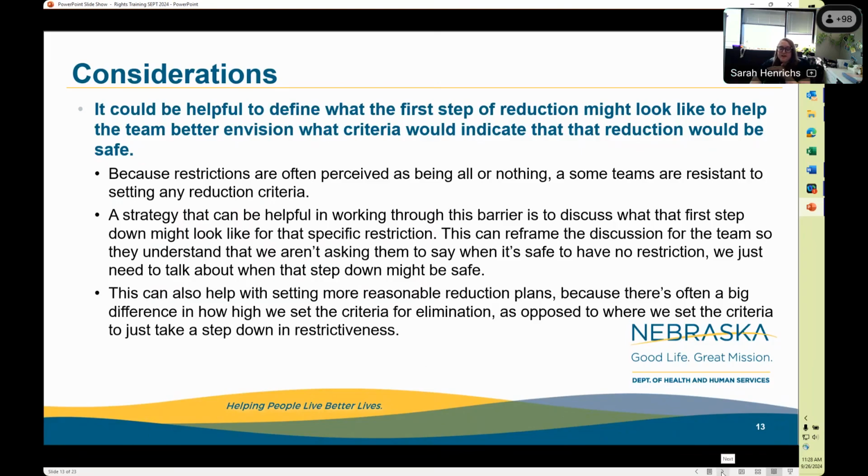And even if you define what that first step of reduction might look like, you're not married to it. We can't predict the future when we're setting reduction plans and things like that. People are complex, things change. We're not married to it, but we can frame things in certain ways that help us decide, with the information we have in this moment in time, what the circumstances for safe reduction would look like.